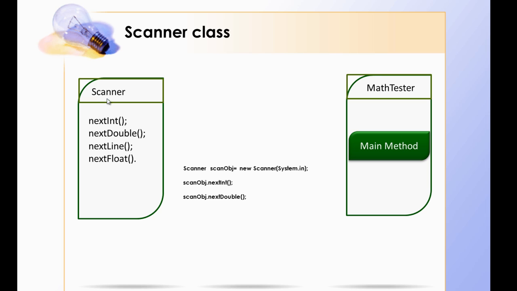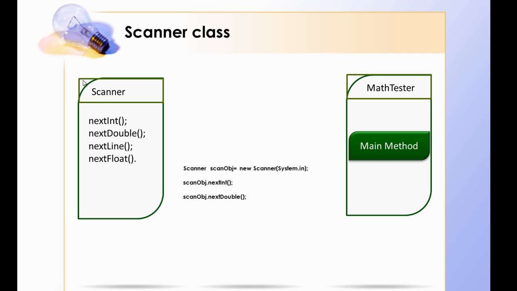So inside Java, we have this built-in class called the Scanner class. Inside this Scanner class, there's a bunch of methods. Some of them are shown here. nextInt, which allows the user to enter an integer. nextDouble, which allows the user to enter decimal values, and so forth. String, and this is the float.